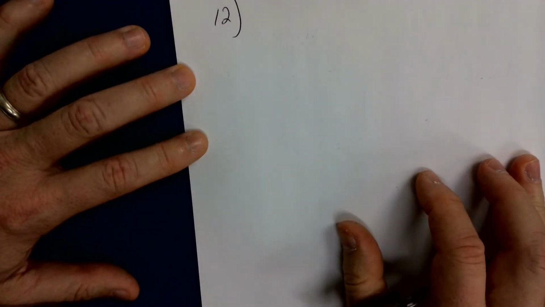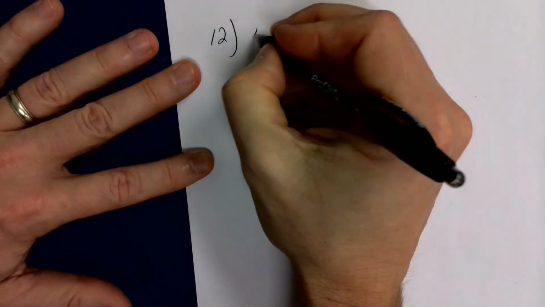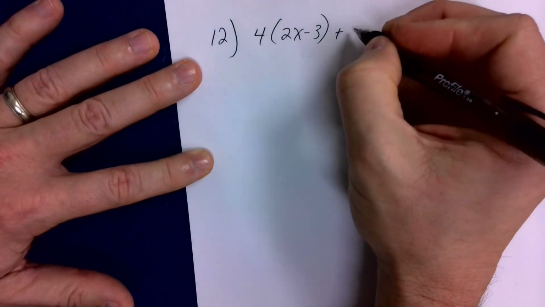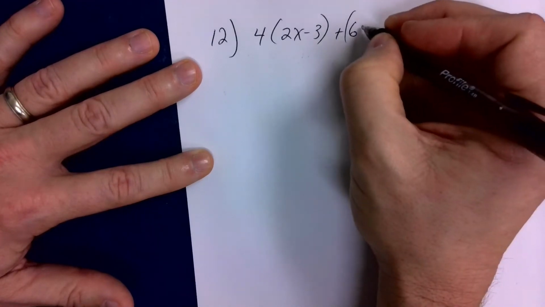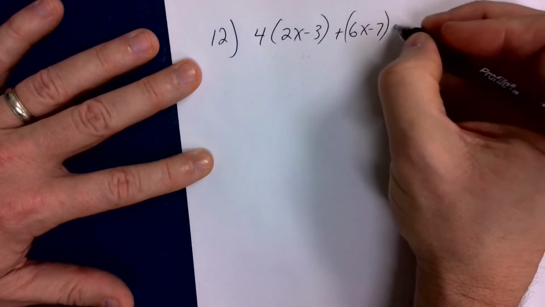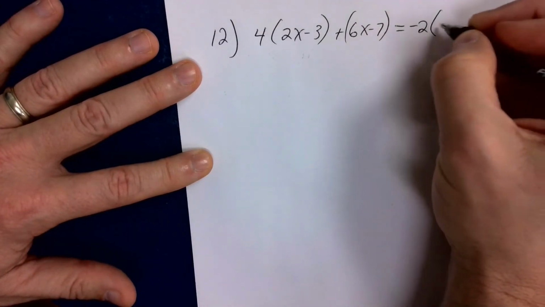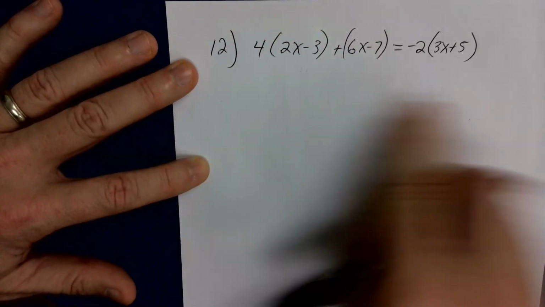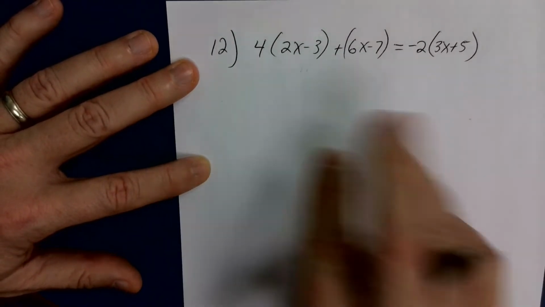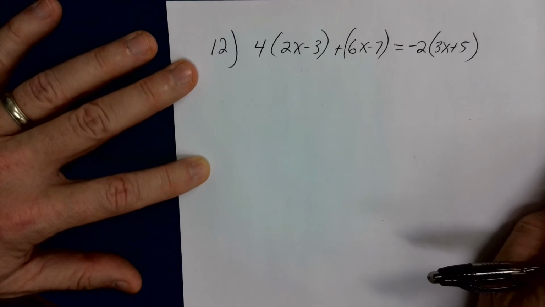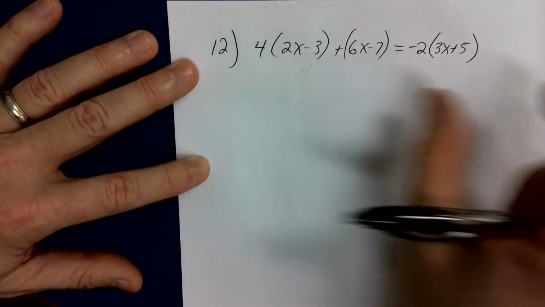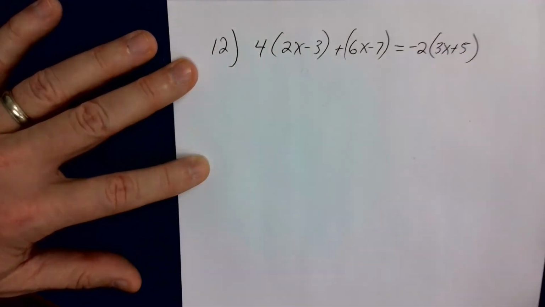Let's go to example number 12. What are some of the things that we have here? Some basic stuff like 4 times (2x minus 3) plus 6x minus 7 equals negative 2 times (3x plus 5). So just being able to solve a basic linear equation here. Remember, we're going to remove all parentheses by distributing into all these things. Then we're going to combine like terms on the left side, combine like terms on the right side, and then move stuff around.